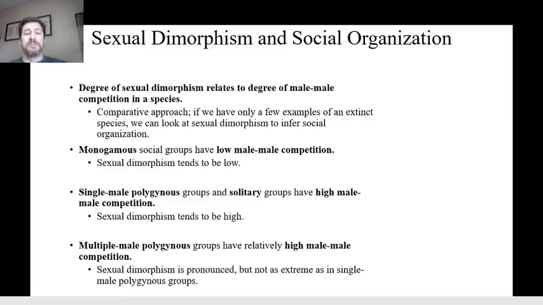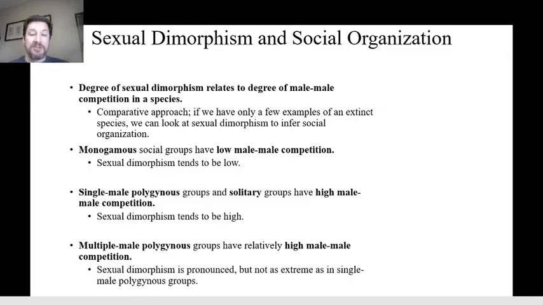So what do we usually see? Monogamous social groups have low male-to-male competition, right? Every individual has their own mate, and then there are no leftovers for the most part, maybe a few bachelors, and so sexual dimorphism tends to be extremely low in those species.